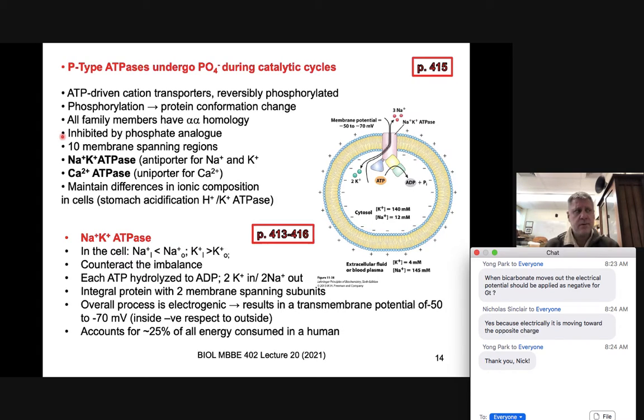The potassium sodium or sodium potassium ATPase, which is an antiporter for the transportation of sodium and potassium. So an antiporter, again, is something moving sodium out, and in this case at the expense of moving potassium in. So they're going two different directions. The uniporter of the calcium ATPase is just going to be moving calcium from one side to the other.